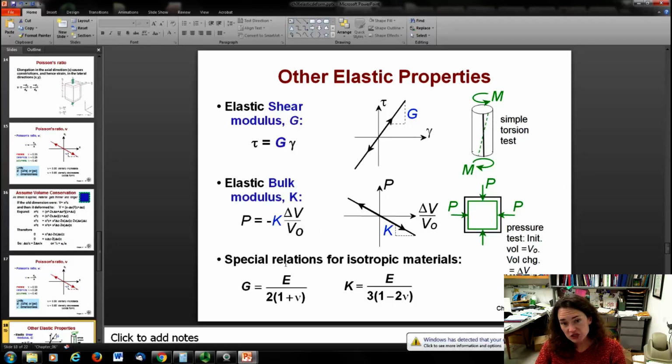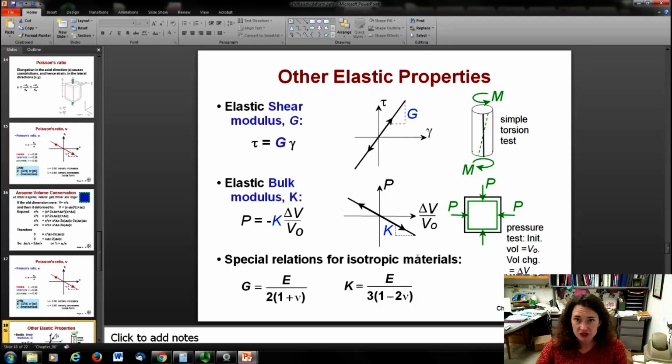You can get these special relationships for isotropic materials. That would mean that it would expand and contract in all directions sort of uniformly, sort of a homogeneous expansion and contraction. If that's the case, then you can relate your shear modulus to your elastic modulus in this relationship given here: G is equal to E over 2 times 1 plus nu. Or for the bulk modulus, K is equal to E over 3 times 1 minus 2 times nu. So you can put those relationships in. I'm not going to derive those. If you want to look it up, there are these relationships here.